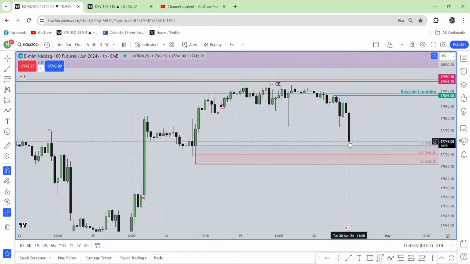Now what it can do, it can reach until this low. Then it can make relatively equal lows over there, maybe a shallow run. Then it will be the obvious liquidity. Then it can consolidate a little bit.